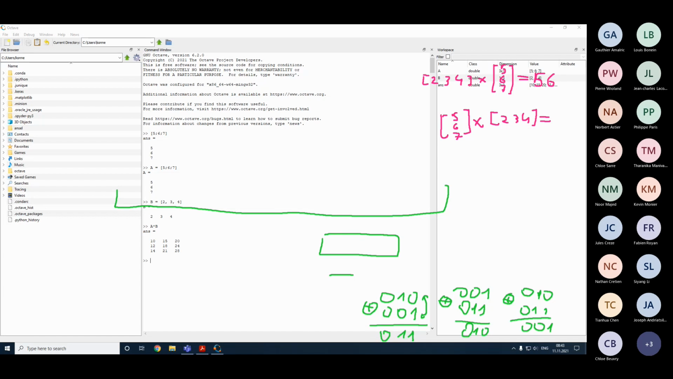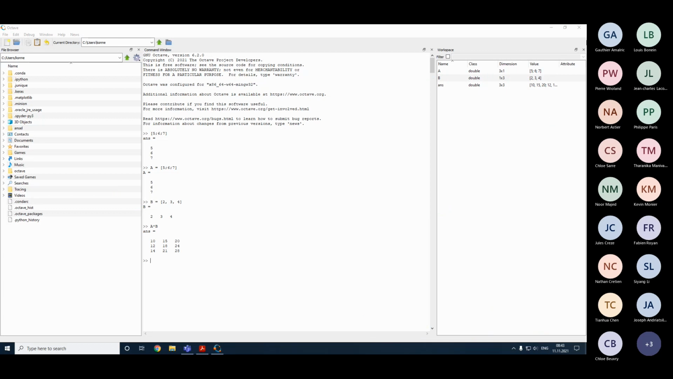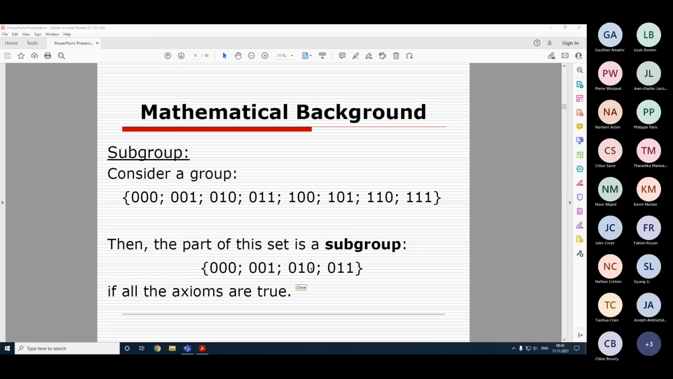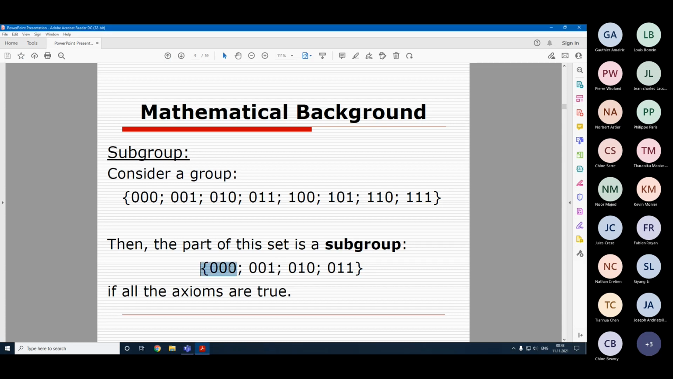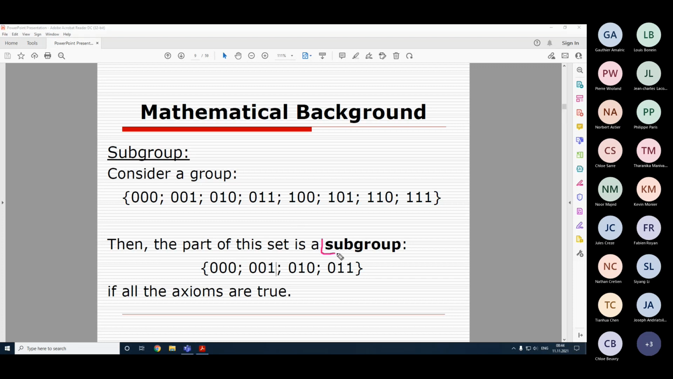In some particular cases, some operations can be not really associative. So we have to make sure that this is associative. For our case, XOR operation with binary numbers is associative automatically, yes. But, well, as I said, sometimes it can be not true. So subgroup is an important definition because it will turn out that all the allowed code words are actually a subgroup inside the group of all the possible code words.